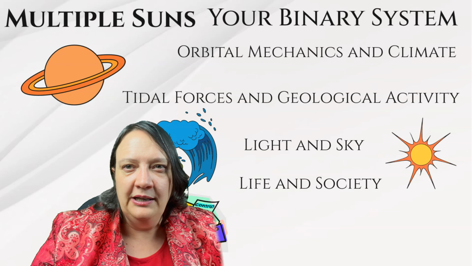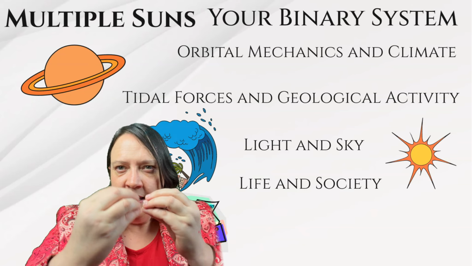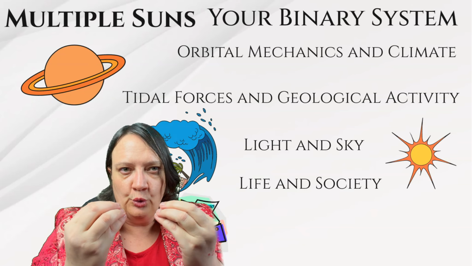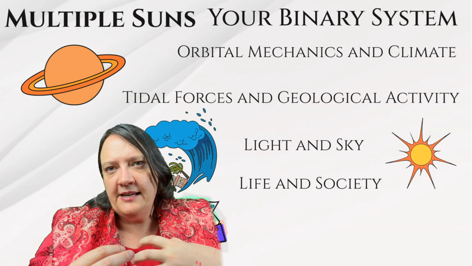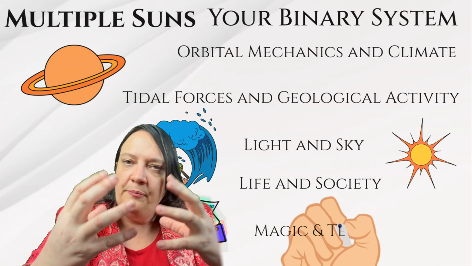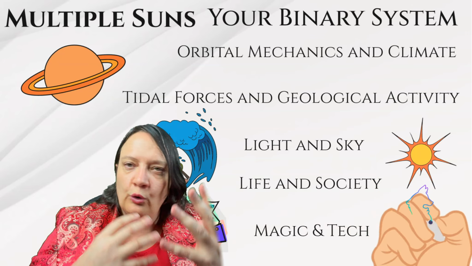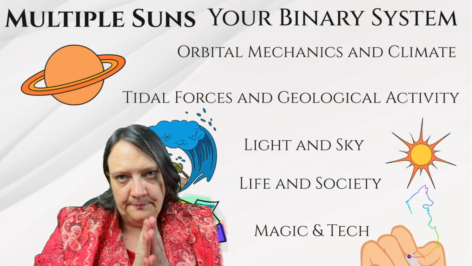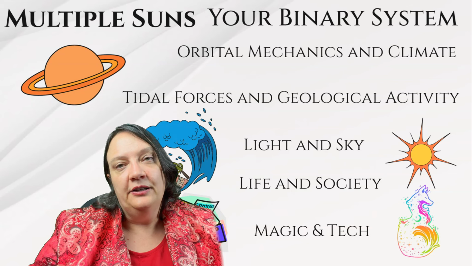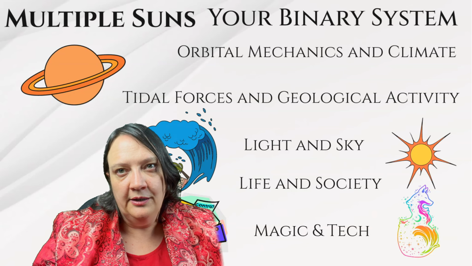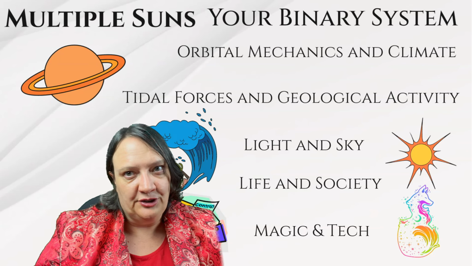Think about your religious belief. Do people worship both suns? Do they worship one of the suns? Is it a dual kind of God situation? Think about how magic is going to be impacted. Think about your technology. Are people going to leverage the second sun's energy? How is all of that going to interact with each other? Lean into your binary system and you will make a unique, fantastic world that very few people explore.